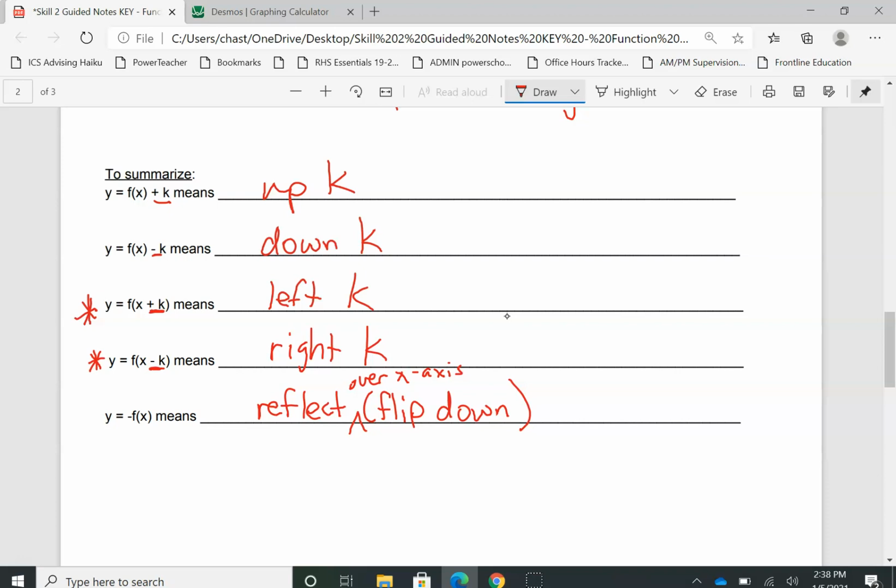All right, and so in class, what we're going to do is we are going to apply these transformations to various functions and also know how to graph a function when there is a combination of these particular transformations. So join us for class, and we will talk more about this then.